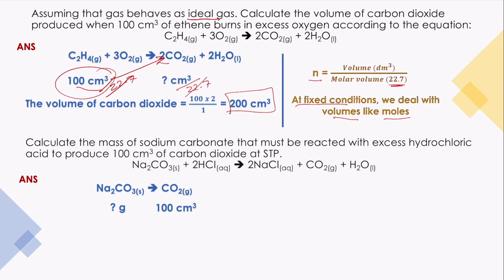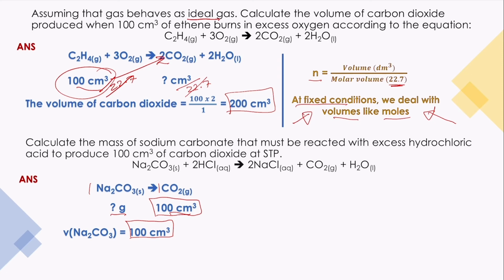What I cannot do here is cross multiply to find the mass because I have volume, but I can cross multiply to find the volume of sodium carbonate because, as we said, at fixed conditions or at STP, we can use the volume like moles. So the volume of Na2CO3 is 100 because they have the same mole ratio, 1:1. So if we have 100 cubic centimeter carbon dioxide, we'll have 100 cubic centimeter of Na2CO3.